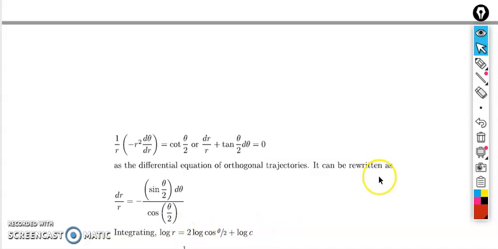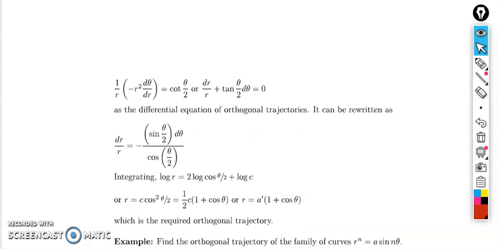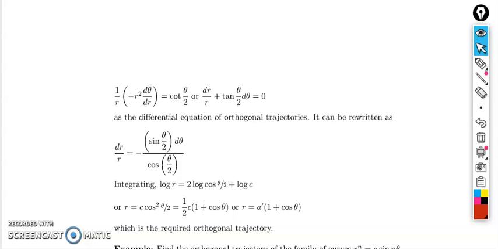If you eliminate the log, the result should be r equals c cos square theta by 2, because the 2 should be the power of cos theta by 2. So r equals c cos square theta by 2, and that is your required result. And if we use half into 2 cos square theta, that is 1 plus cos theta, and c by 2 is replaced by a dash, then it becomes r equals a dash into 1 plus cos theta, which is the required orthogonal trajectory.